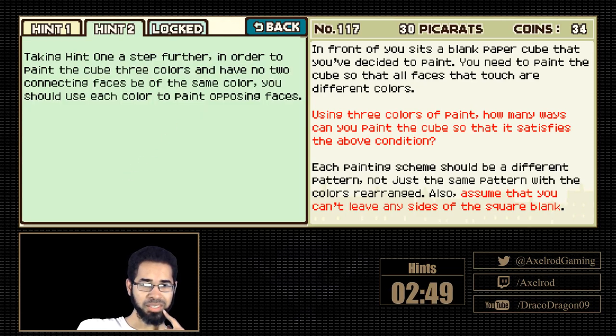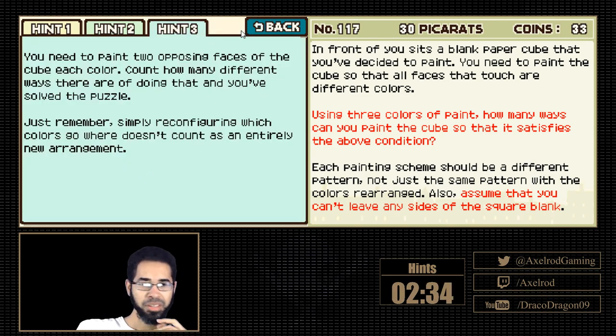Helpful. Thinking hint 1 a step further, in order to paint the cube 3 colors and have no 2 connecting faces be the same color, you should use each color to paint opposing faces. Right? That's what I did. You need to paint 2 opposing faces of the cube each color. Count how many different ways there are of doing that, and you've solved the puzzle. Just remember, simply reconfiguring which colors go where doesn't count as an entirely new arrangement.